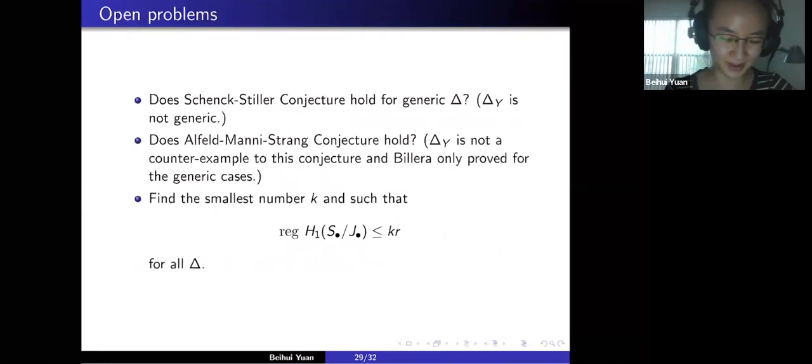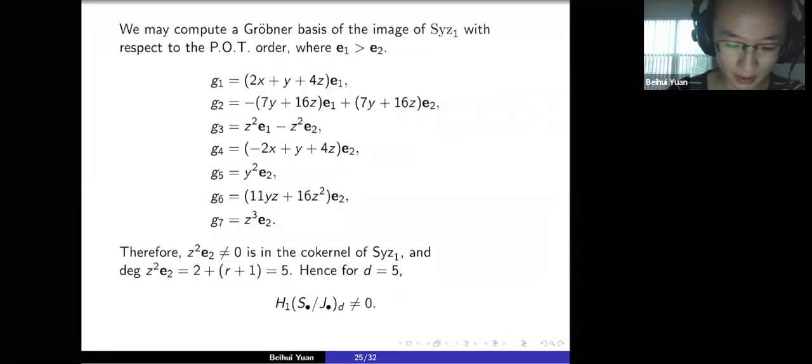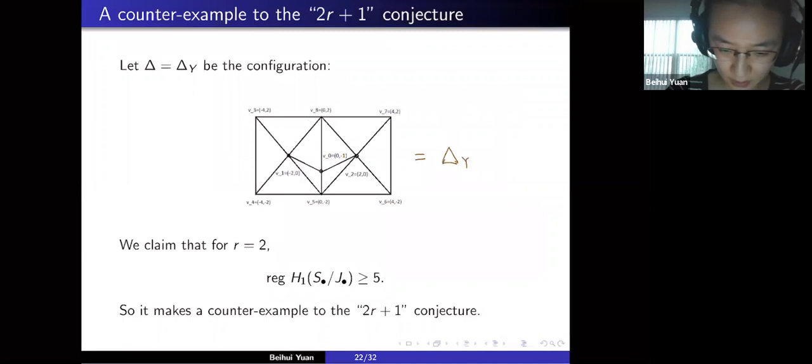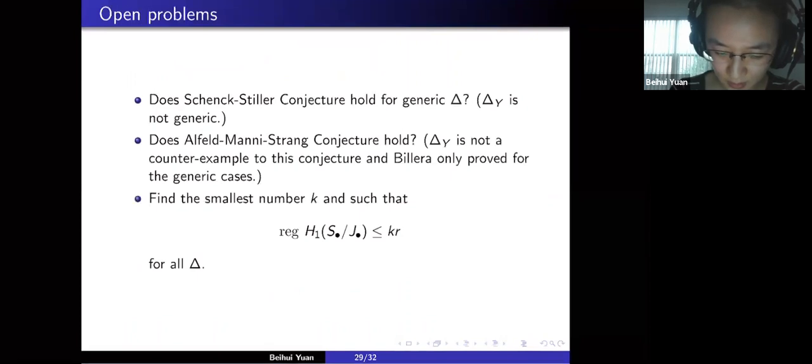Okay, now let's talk about the future of this topic. So first thing is that our example is not generic. If you look here at the coordinates, the actual position of the vertices is crucial. Maybe if you move these things a little, the regularity will change. So this is a non-generic configuration. Our question is, does the Schenck-Stillman 2r+1 conjecture still hold for generic deltas?